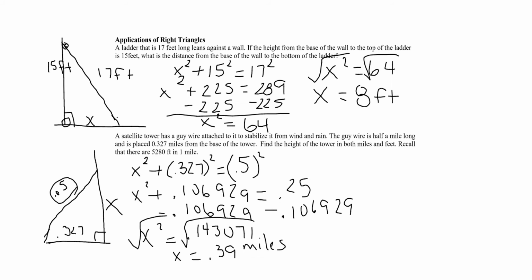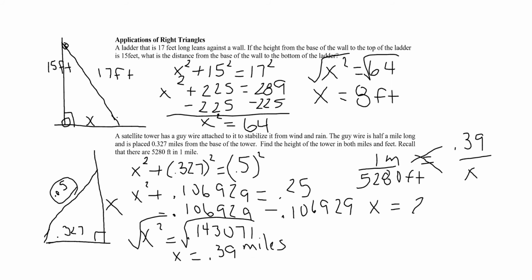And the last thing we need to do is convert it to feet. So I know that 1 mile equals 5,280 feet. And we have 39 hundredths of a mile. I'm going to set up a proportion here. Cross multiply. So we'll get 1 mile times x is x. And if we do 5,280 times 39 hundredths, we get 2,059.2 feet.